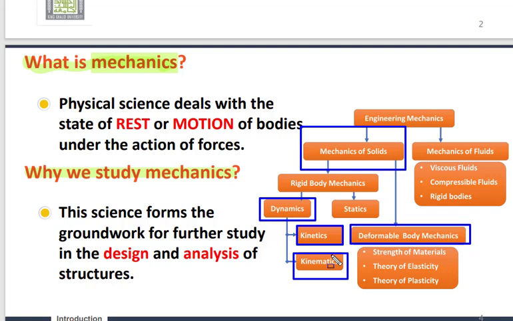Now before we start sheet 1, you should know what dynamics is, right? The action of forces on a moving body is called dynamics. So why are we studying mechanics, or why are we studying fluid mechanics and solid mechanics? We are studying this to do design and analysis of structures, of bodies, of frames, of different things. That is why we are studying mechanics.